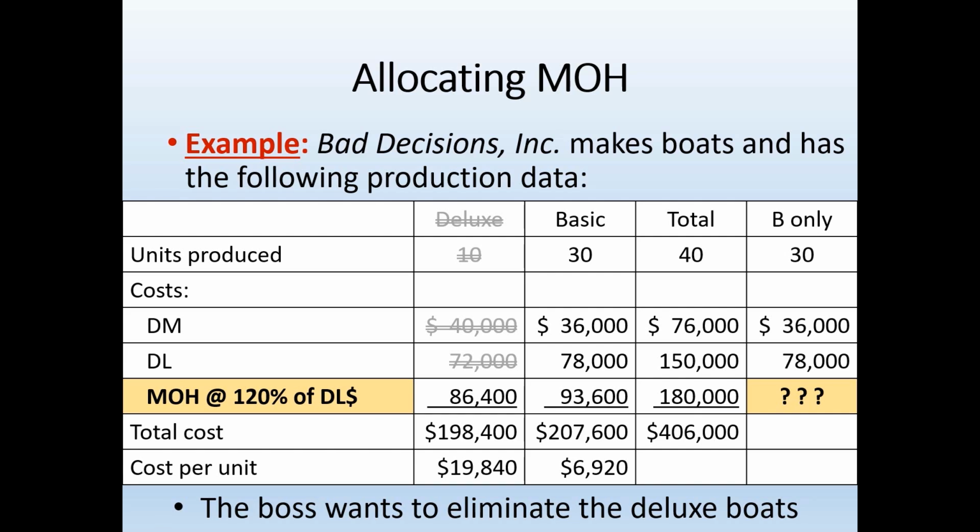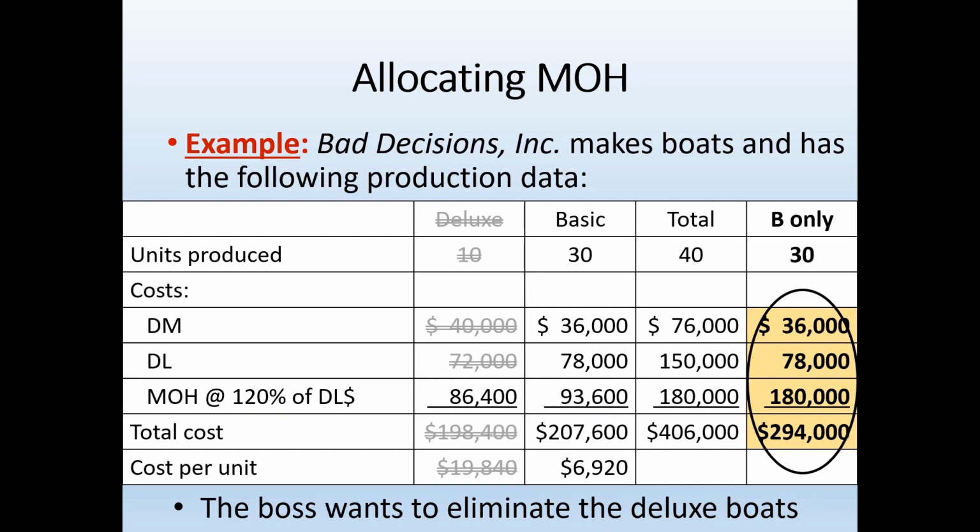If the deluxe boats were made in a separate factory, then the firm could close down the factory and the overhead that was allocated to the deluxe boats would go away. But in this firm, all of the basic and deluxe boats are made in one factory with one set of equipment and one plant manager and one insurance policy and one utility bill. So none of the manufacturing overhead would be eliminated just because the firm stopped making deluxe boats.